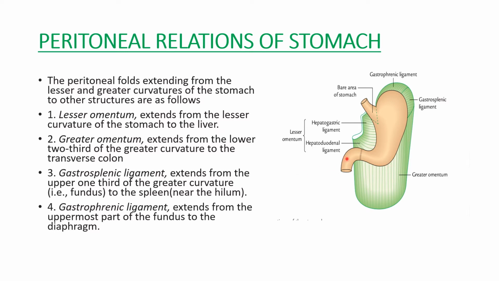On the lesser curvature, we have the lesser omentum. The lesser omentum extends from the lesser curvature of the stomach to the liver, and it consists of the hepatogastric ligament and the hepatoduodenal ligament.